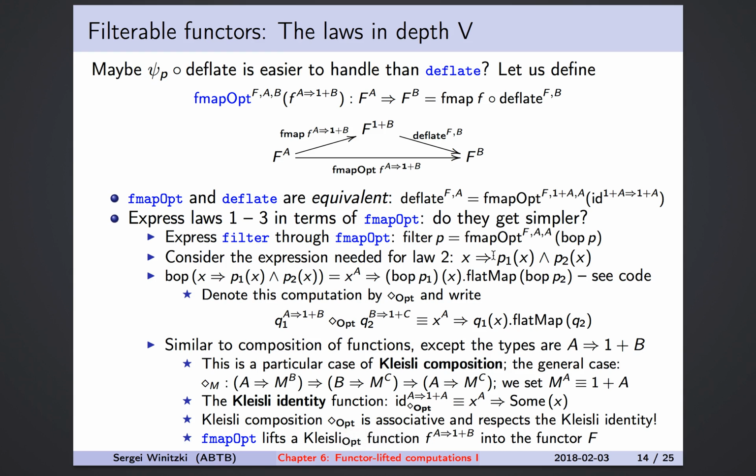Well, we need a BOP of this to be able to do what we need. So we need to know what happens when BOP is applied to the conjunction of 2 predicates. How is that expressed through BOP of the 2 predicates alone, through BOP of P1 and BOP of P2? Well, it so happens that for the option, this is the code. So we need to take BOP P1, apply it to x, and then do a flat map on the resulting option with BOP P2. So that is maybe unexpected.